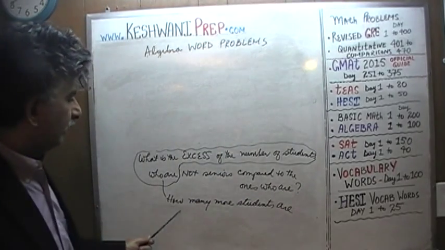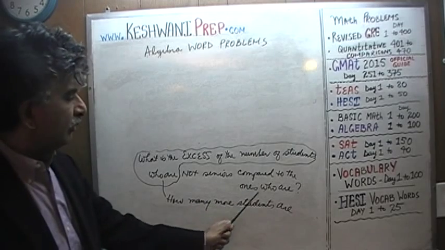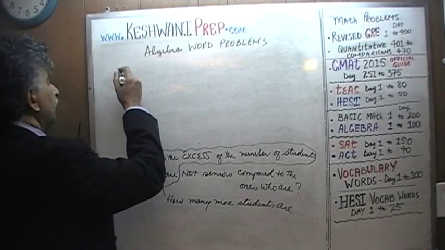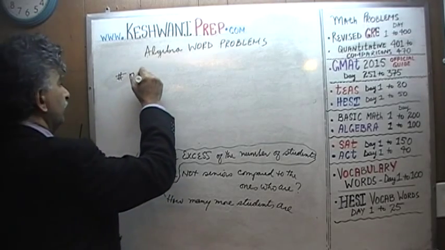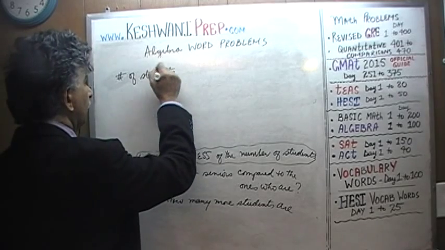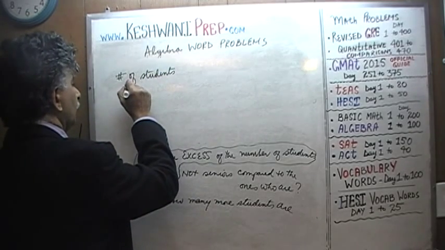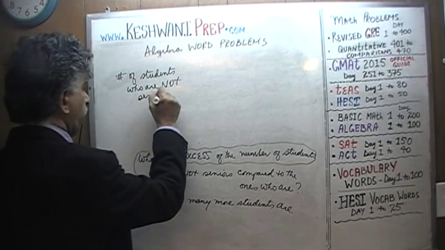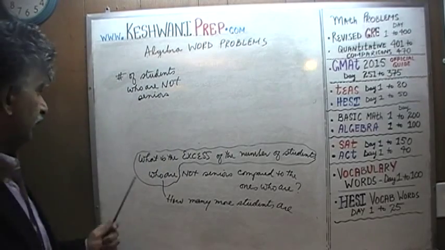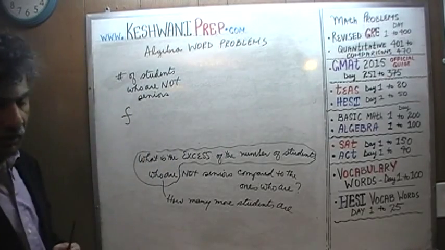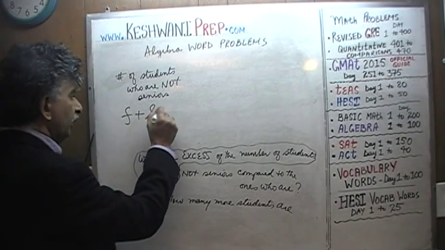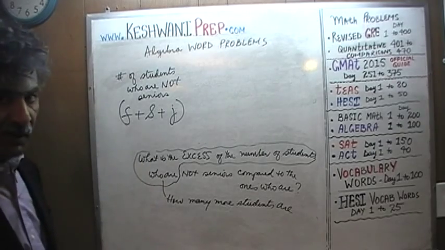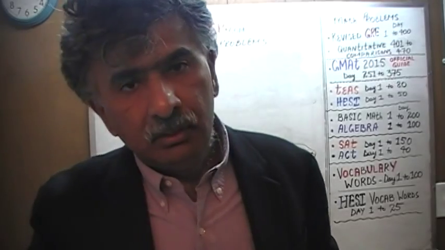So how many students are not seniors compared to the ones who are? Well, let's find out first how many students are not seniors. The number of students who are not seniors. Well, that'll be the number of people who are freshmen, the number of people who are sophomores, and the number of people who are juniors. These are the number of students in the college campus who are not seniors.